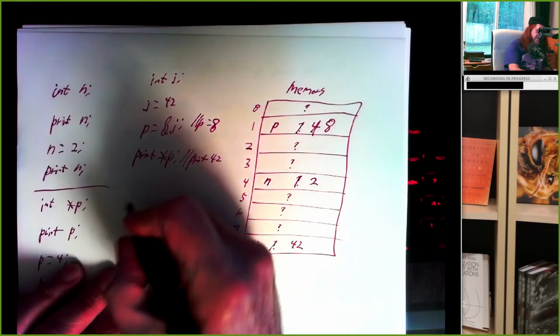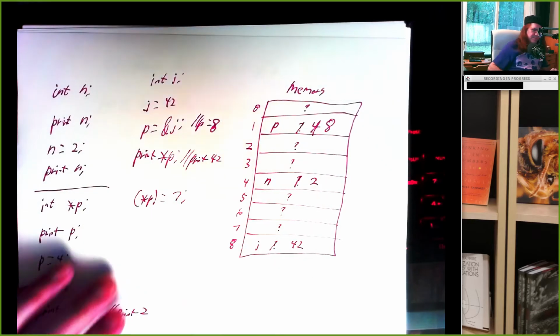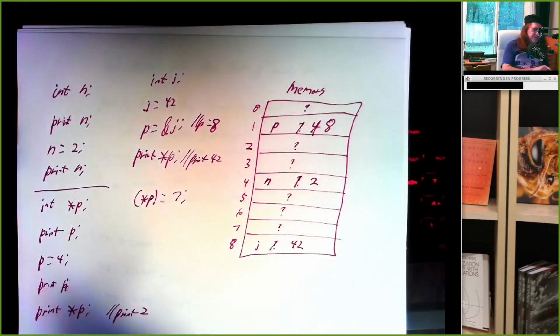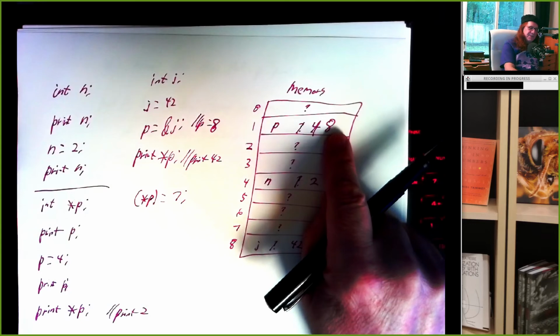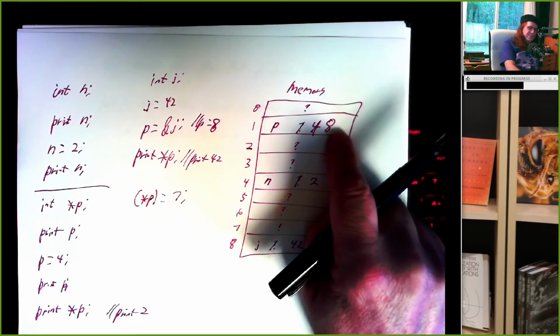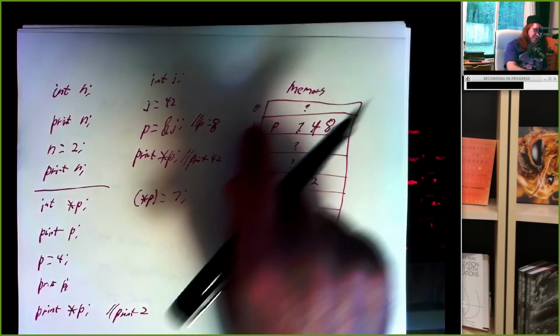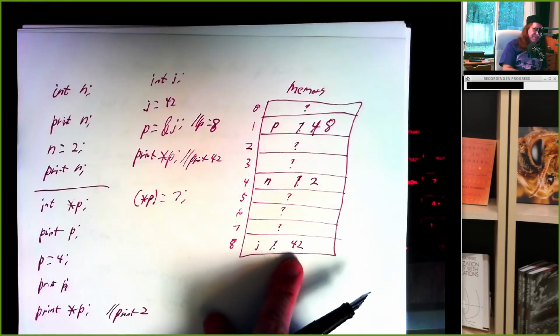All right, so here's the goody part. If I say something like star p equals 7, what does the compiled code do? It says, okay, first of all, p is a variable. Tell me what its value is. Its value is 8. Okay, I'm not going to set this location equal to 7. I'm going to use 8 as a memory address. I'm going to go down to memory address 8. That's what I'm going to set equal to 7.